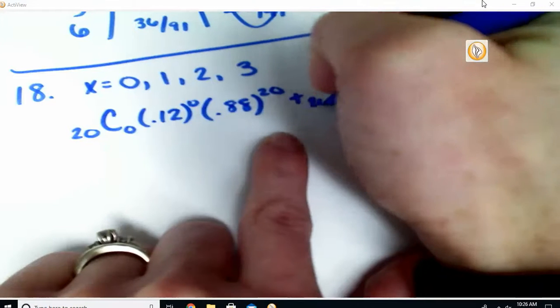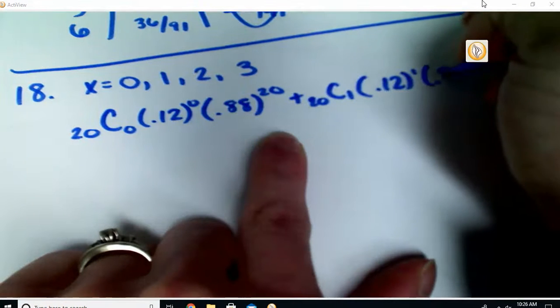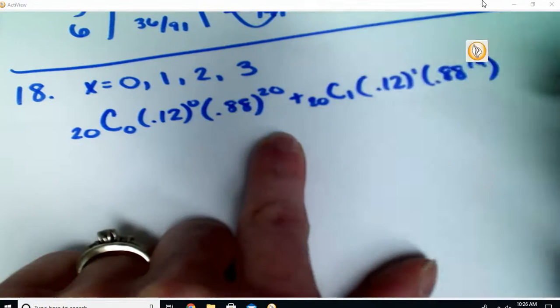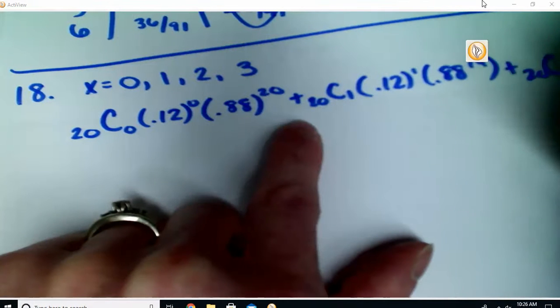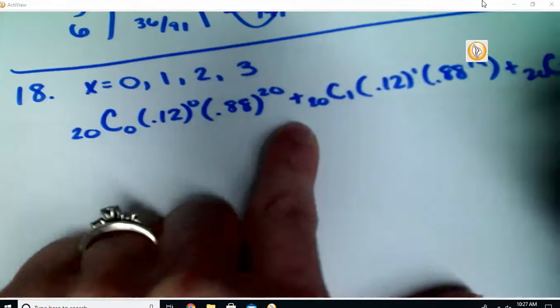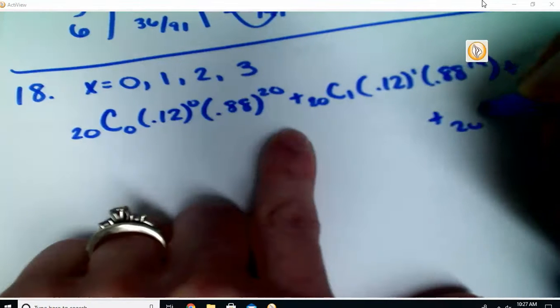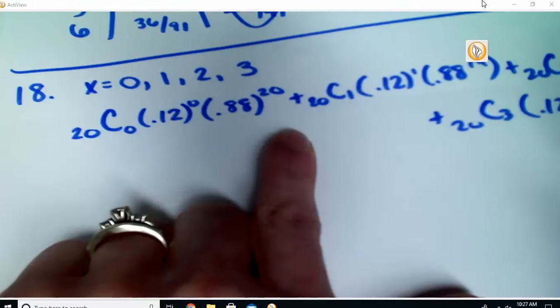So we do 20 choose 1, 0.12 to the first, so that means 0.88 to the 19th. Then we have to do the 2. So 20 choose 2, 0.12 squared, 0.88 to the 18th. And then we do the 3. 20 choose 3, 0.12 to the third, 0.88 to the 17th. These two exponents always add up to 20.